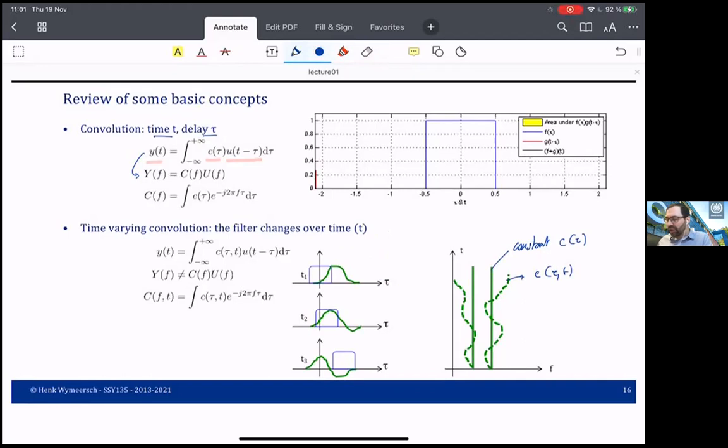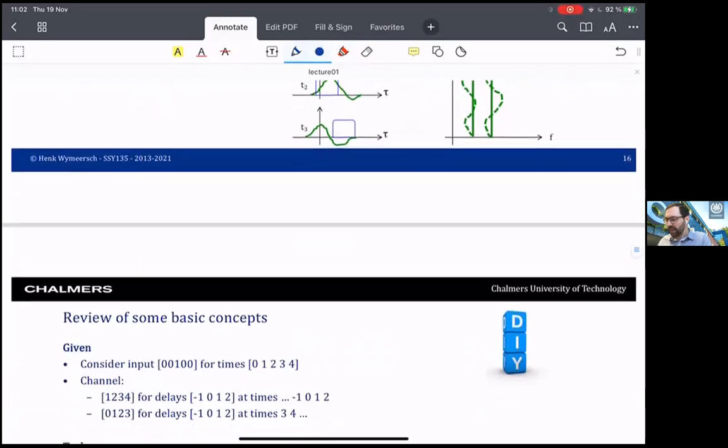Mathematically, not much changes. The only difference is that we have a t here, which is the same t as here and here. You can no longer write this nice Fourier transform expression, but you can still define a time varying frequency transform, where for each time t, you compute CF at that time t. Good.